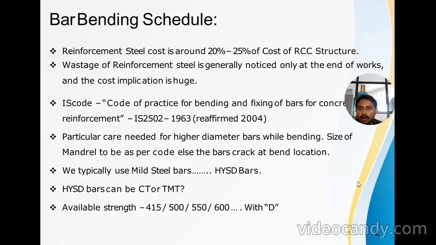So how will the bar bending schedule be taken? There are two methods of taking a bar bending schedule. The cost of the bar bending schedule is about 20 to 25% of the cost of RCC structures. For example, in an RCC structure there are some columns, some slabs, some footing work. So the entire RCC structure is 100%. Now the reinforcement steel is 20 to 25% of the total RCC structure.